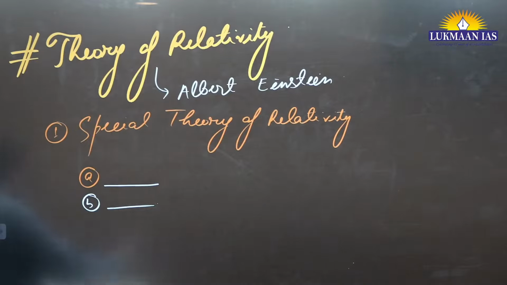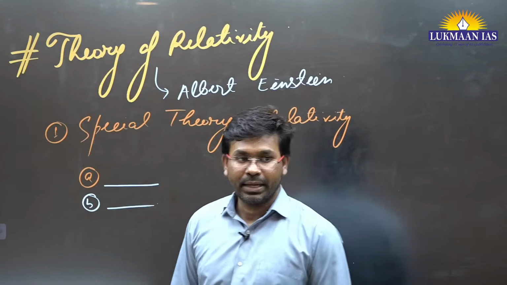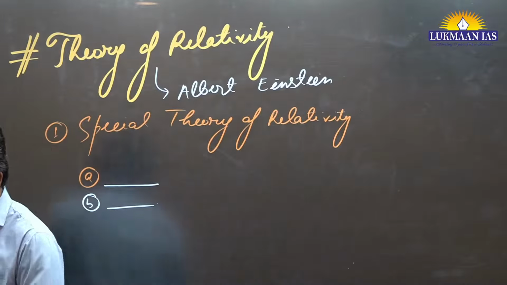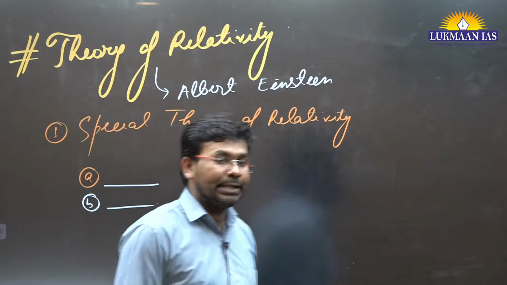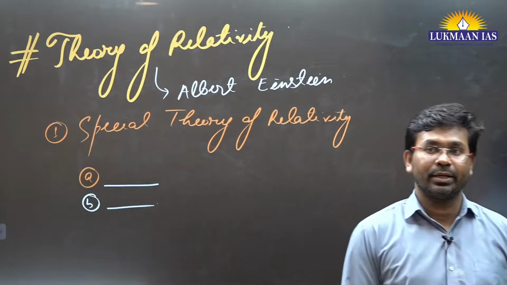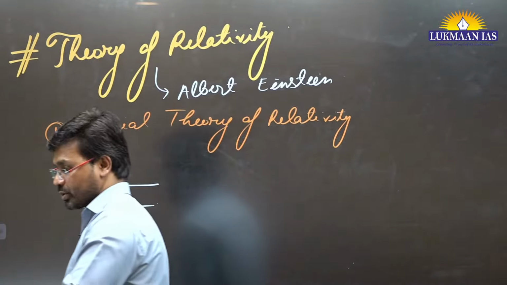Second, the speed of light in a vacuum is constant and is independent of the motion of the observer or the source of light.